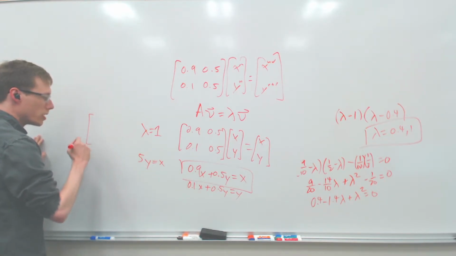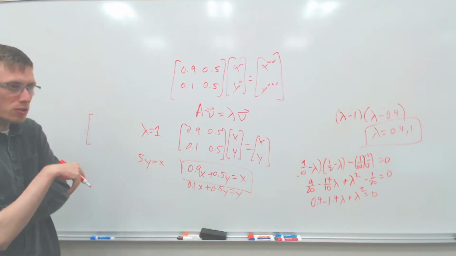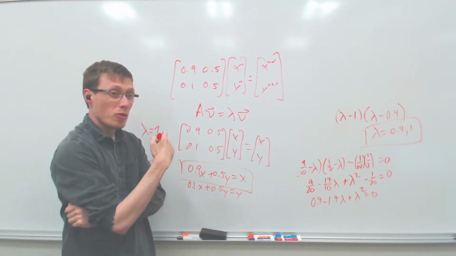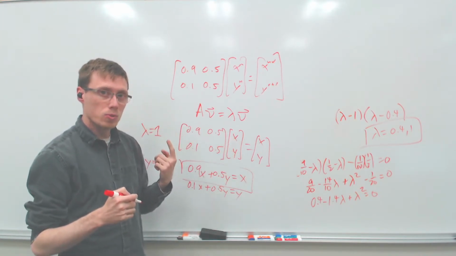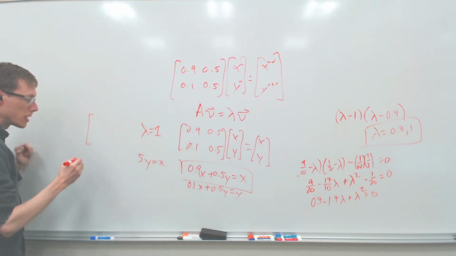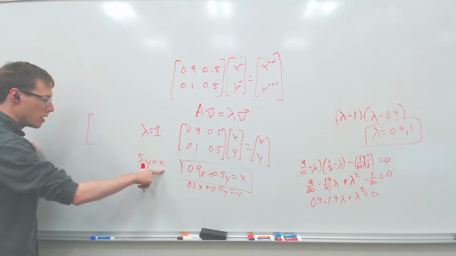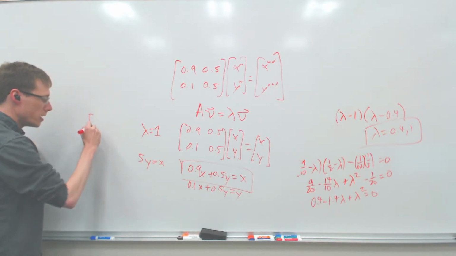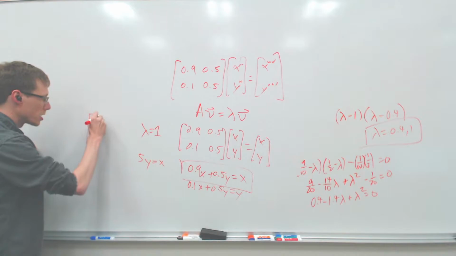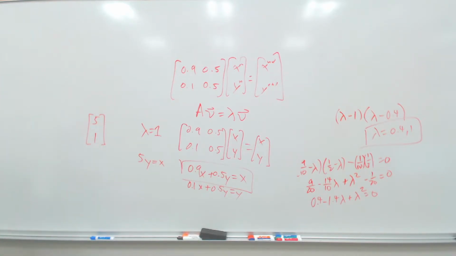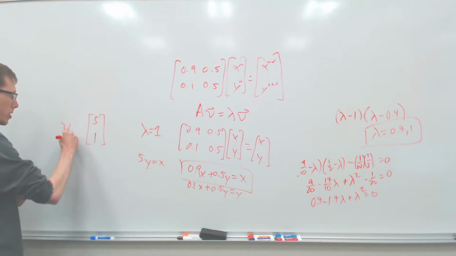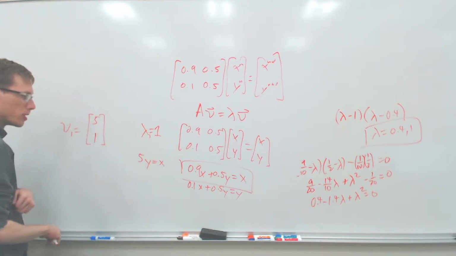So for this first one, traditionally what people choose is either something that sums up to 1, or something of length 1, which is the most common. So that would mean x squared plus y squared is 1. In my case, I'm just going to choose something nice and easy here. If y is 1, x should be 5y, so that's going to be 5. All right. So this is going to be our v1 here, and we'll label this one lambda 1.